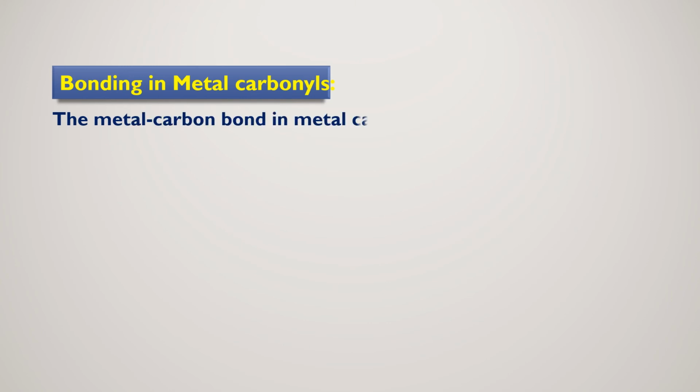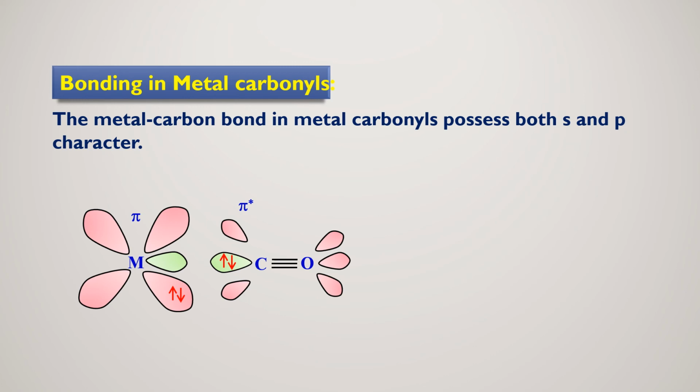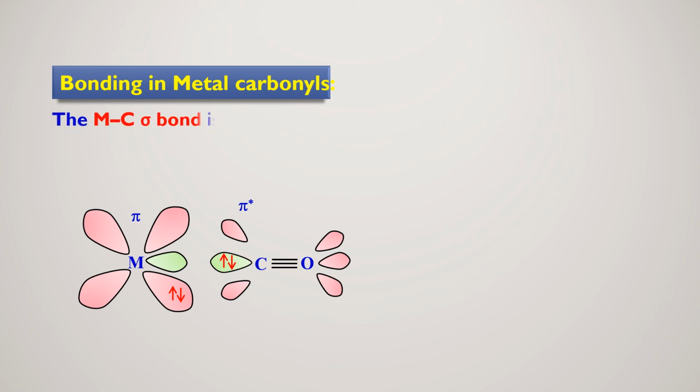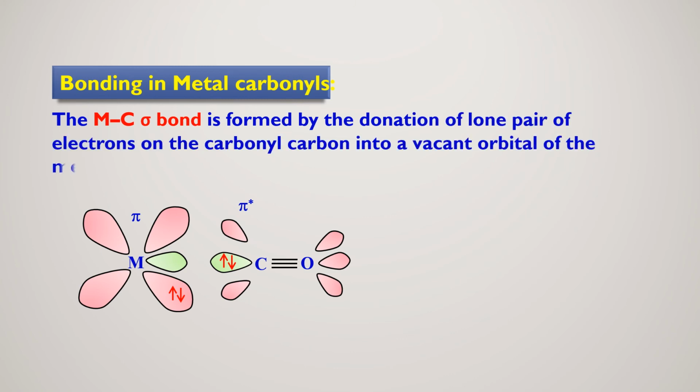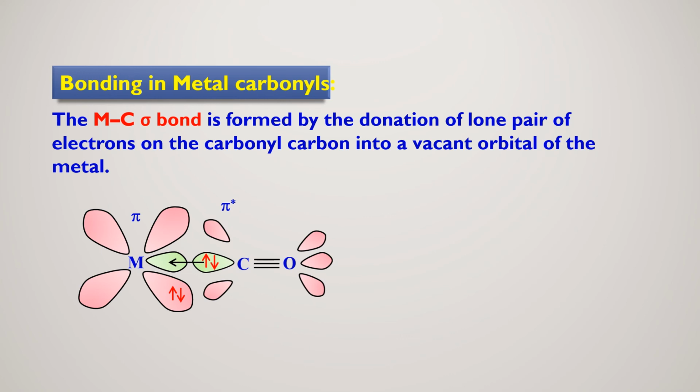Now see, the metal carbon bond in metal carbonyls possesses both s and p character. The metal carbon bond is a sigma bond. It is due to donation of a lone pair of electrons from carbonyl to the metal. So carbonyl is a ligand, a Lewis base. It will donate the pair of electrons to the metal and make the sigma bond. You can see.